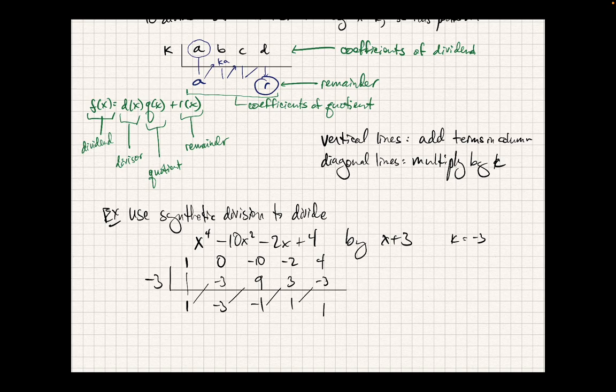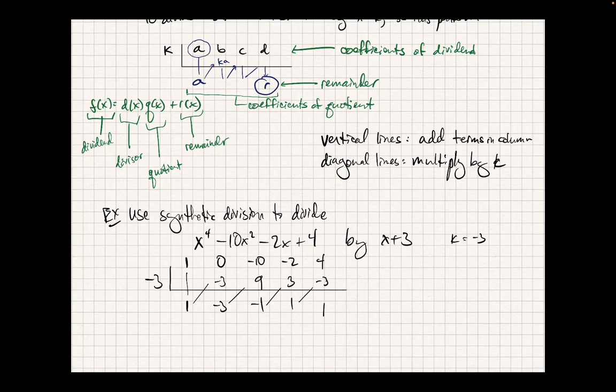So what powers do I want? When I start off with a 4th degree polynomial and I divide by an x minus k situation, what am I doing to my overall power? Reducing it by 1. So this first coefficient, what is this 1 in front of? x cubed.